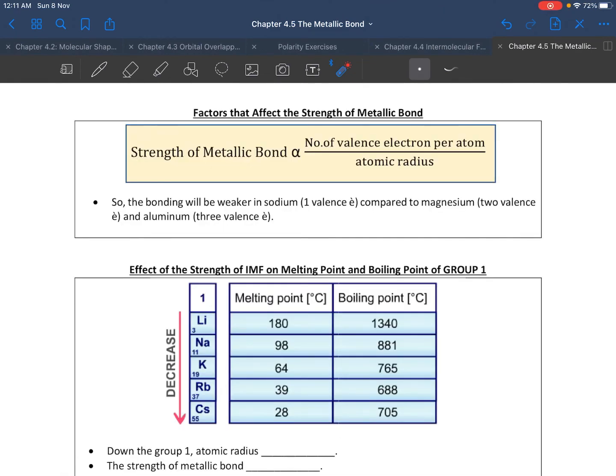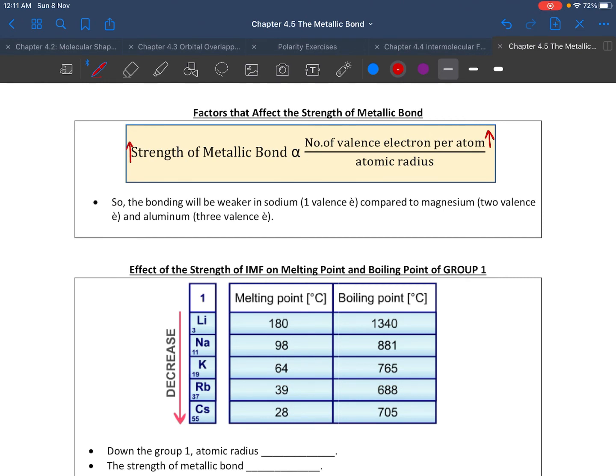Okay, so next kita nak belajar mengenai factors that affect the strength of metallic bond. Okay, kiranya kekuatan metallic bond ni dipengaruhi oleh apa? Okay, so strength of metallic bond is directly proportional to number of valence electron per atom over atomic radius. Maksudnya dekat sini adalah strength of metallic bond directly proportional to number of valence electron, or strength of metallic bond is inversely proportional to atomic radius.